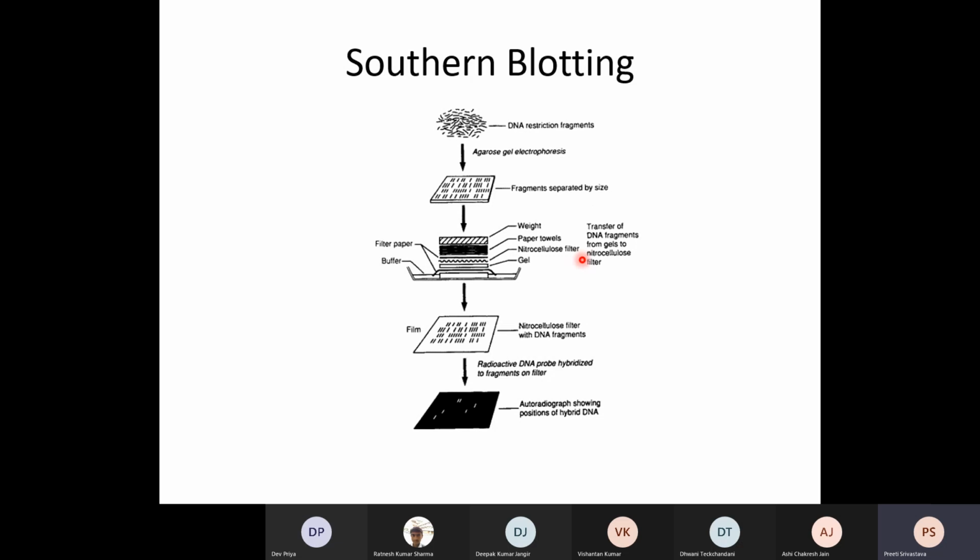When we place this nitrocellulose or nylon membrane onto the gel, what you need to ensure is that there shouldn't be any air bubbles. So what you can do is simply roll on the test tubes that you used in your biochemistry labs or chemistry labs. So you roll the test tube to remove all possible air bubbles.